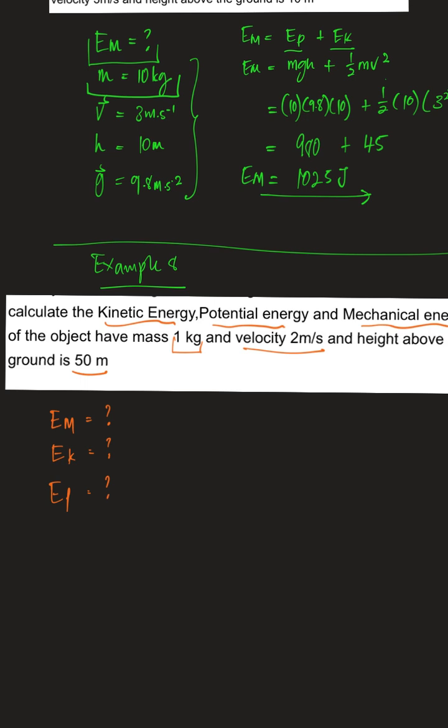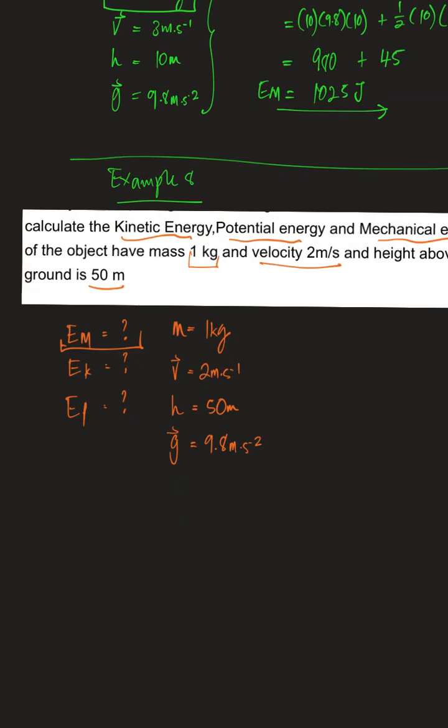Now I know that the mechanical energy formula has everything in it, but they're not asking for the information like that. So we have to do 3 separate calculations. We know that the mass is 1 kilogram, the velocity is 2 meters per second, and the height here is 50 meters. And I also know that when I do these calculations, I need gravitational acceleration at 9.8 meters per second squared.